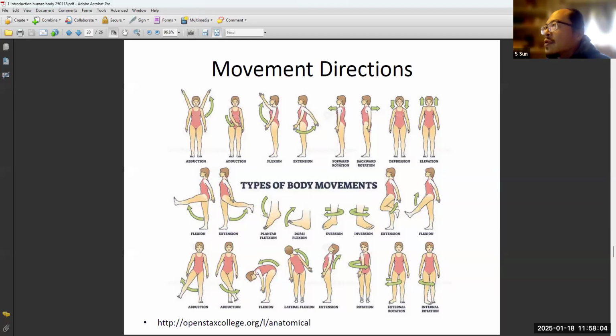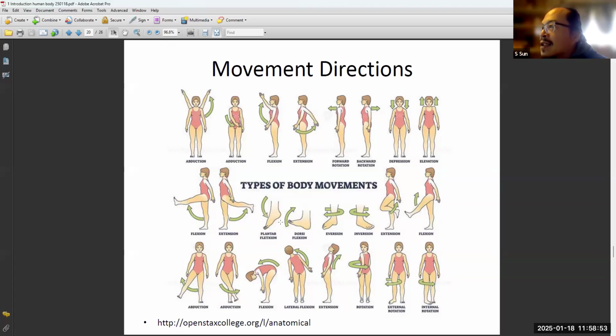You can also have forward rotation. Your shoulder can rotate because your shoulder is formed by the head of a bone in a socket, and this can rotate forward or backward. So you have forward rotation, backward rotation. Your shoulder movement has multiple directions. You can do depression, elevation, and your foot and heel can also do multiple movements: plantar flexor, dorsal flexor.